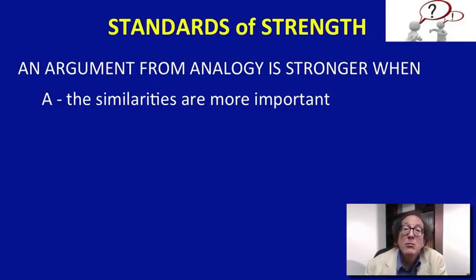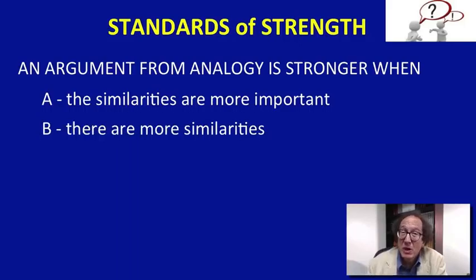Secondly, when there are more analogies, because we don't know exactly which one is the one that's important. That's the point of an argument from analogy. You draw the analogy without knowing exactly which respect is the crucial one. So the more analogies that you have, the more likely you're going to hit on the ones that are crucial.